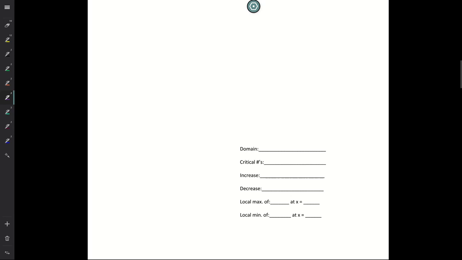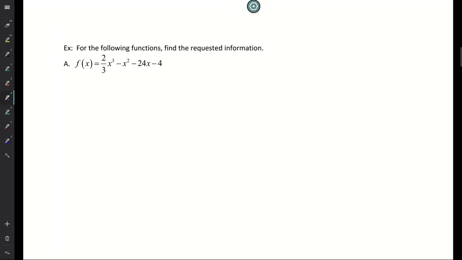And on those, you always want to give a y value for your answer. But also, a lot of times, they'll ask for the x value that goes with it. And so on there, there's the list of things that I want to determine for this particular problem. So the first thing we're going to do is go ahead and make a note of the domain.